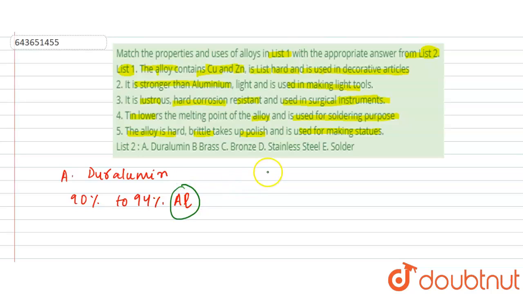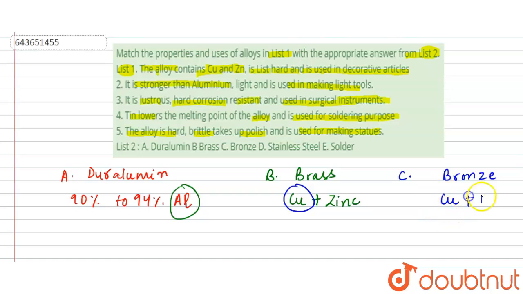For B we have brass. Brass is mainly an alloy of copper plus zinc, but the main constituent element in brass is copper. And now we have C, that is bronze. It also has the main element copper, but it also has 12% of tin. The main element here is copper.